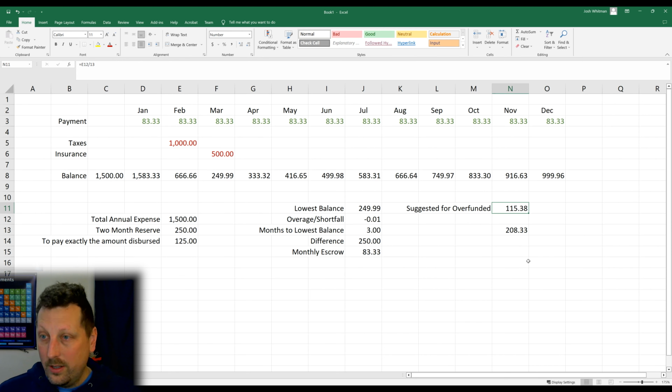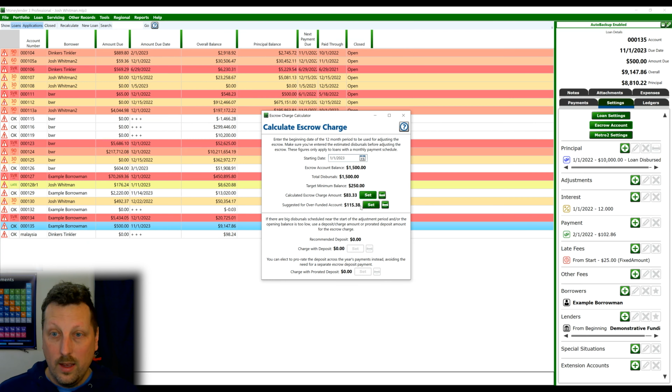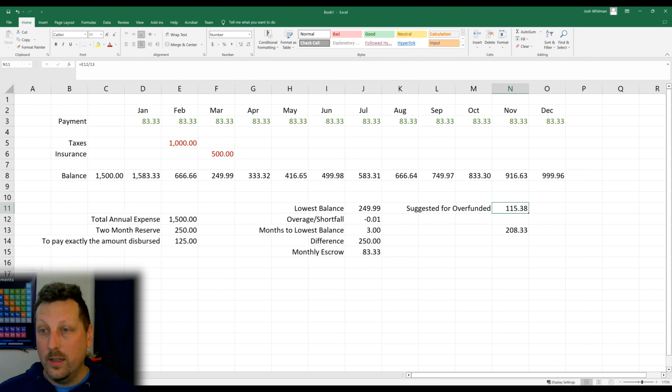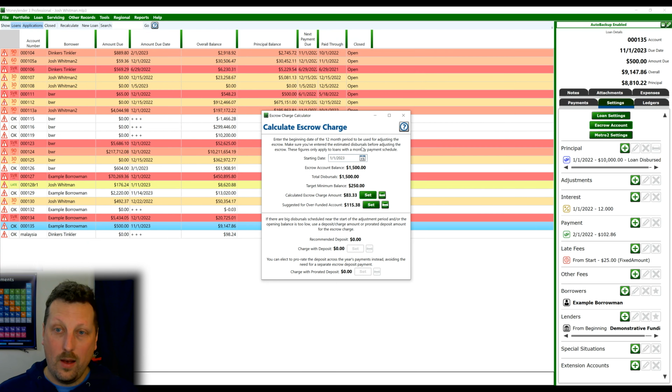Moneylender gives you this suggested for overfunded option. If you've got too much money in the escrow account, one, you can just cut a check, right? You can pay out, hey, I've got $1,500. That's too much money. I need to give you some of it back. But if you're not going to do that, and it's kind of up to you how much you want to refund to them, and then you do this escrow adjustment afterwards.